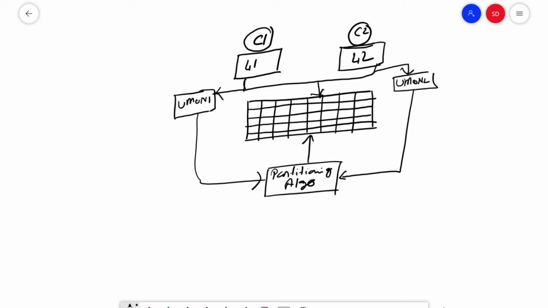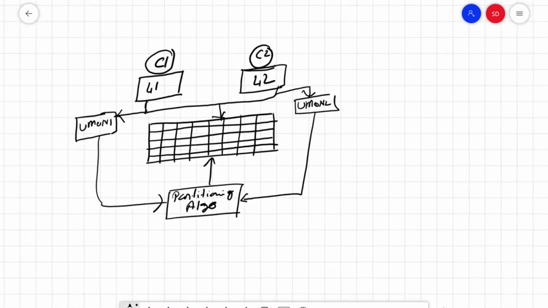In fact, most of the partitioning techniques that we will see in modern multiprocessors are based on UCP. Most of them are based on UCP. So please read the concept of UCP.